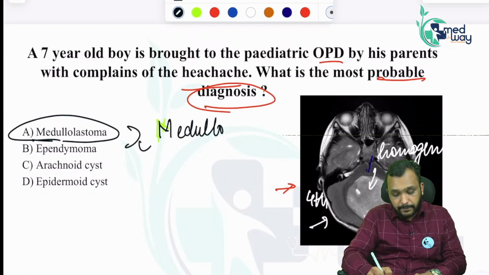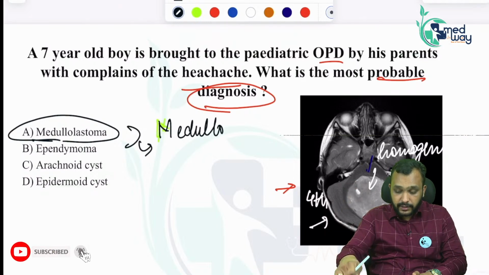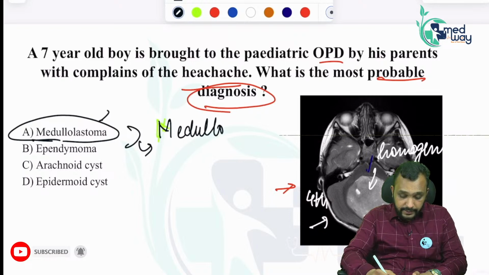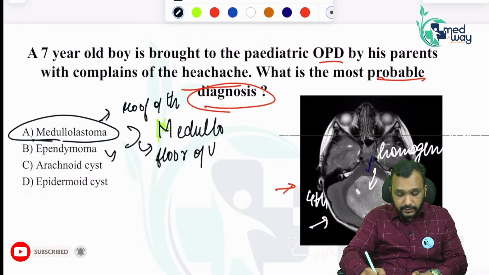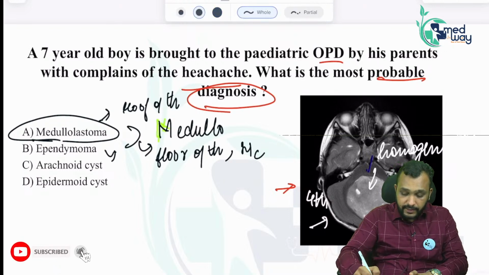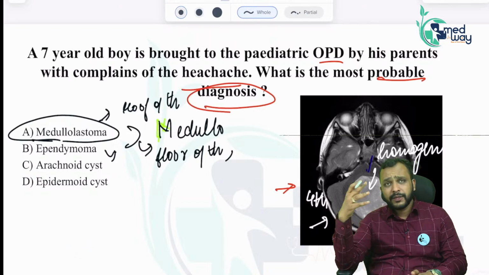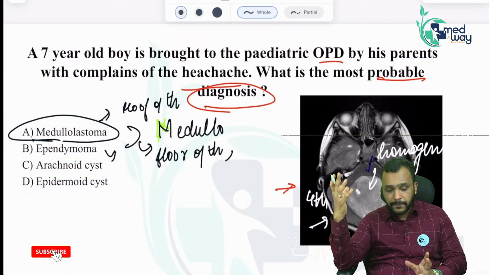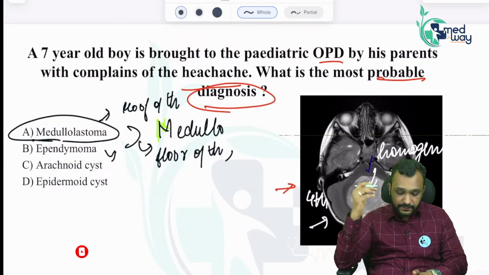If I need to compare medulloblastoma with ependymoma, just remember that medulloblastoma arises from the roof of the fourth ventricle. Ependymoma arises from the floor of the fourth ventricle. Hemorrhage and calcification are more common in ependymoma, whereas they are less common in medulloblastoma. Medulloblastoma is a more homogeneous tumor and appears hyperdense on CT images.